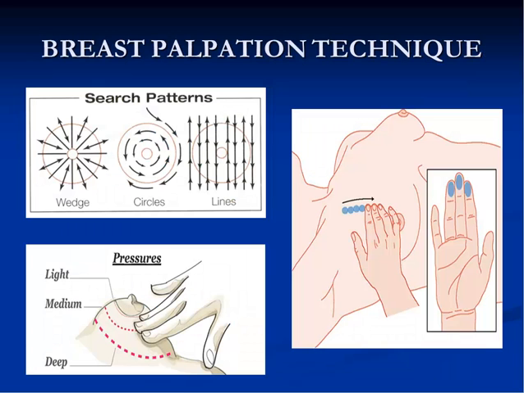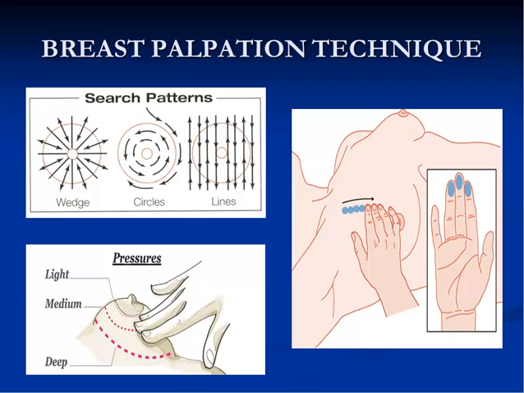The patient should then be placed in the supine position with one breast covered. The exposed breast should be inspected, followed by palpation. Use the pads of the middle three fingers to palpate in a systematic fashion. Different search patterns can be used across the breast, including a wedge approach, concentric circles, or vertical lines. The important point is to palpate the entire breast tissue.